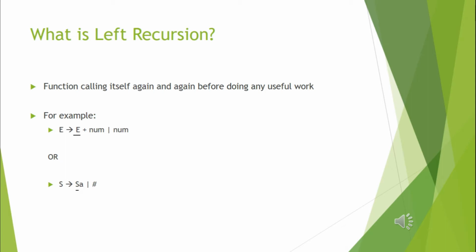Left recursion is nothing more than a function calling itself again and again before doing any other task. For instance, in the given example, the leftmost element E, which is also on the left hand side, firstly calls itself, as E is calling E, and then performing other tasks, which is plus num or num.